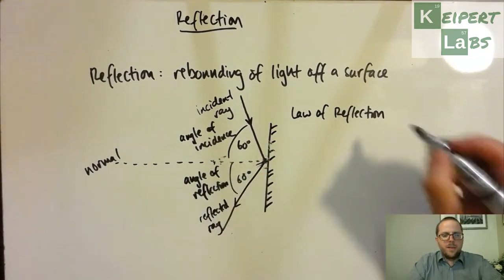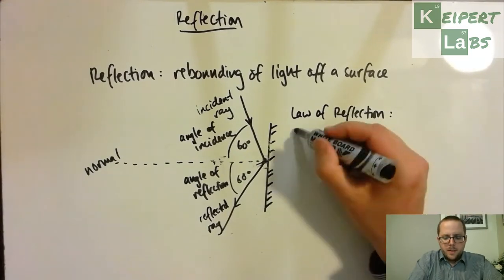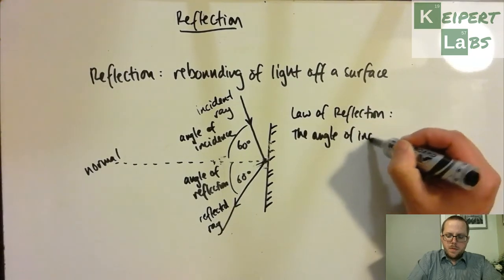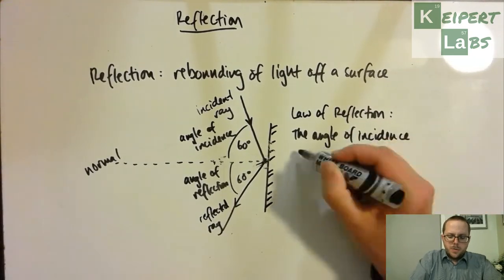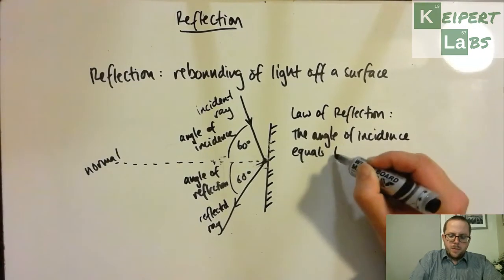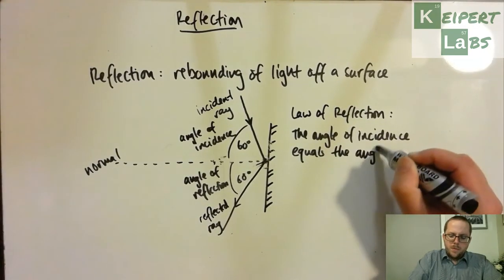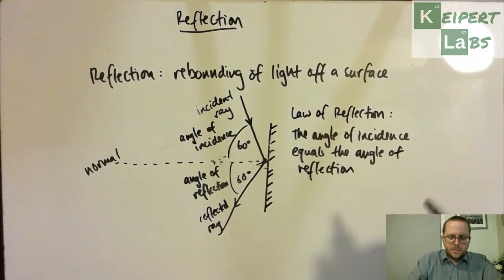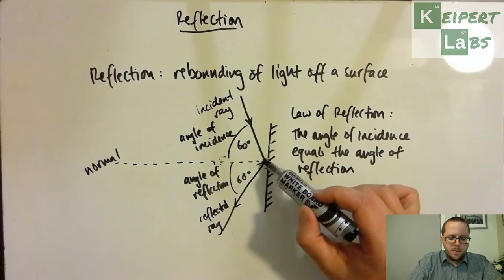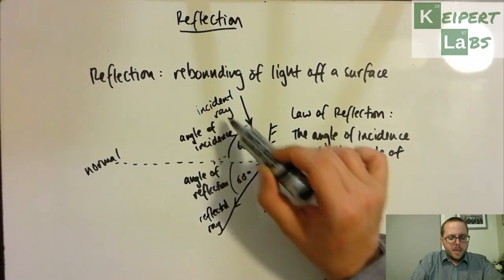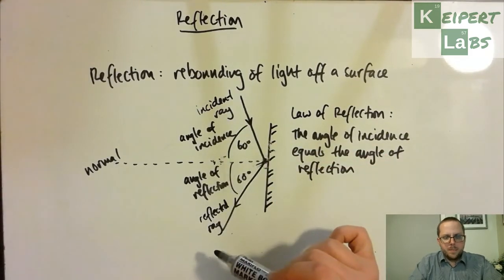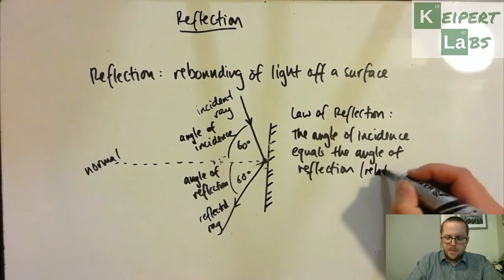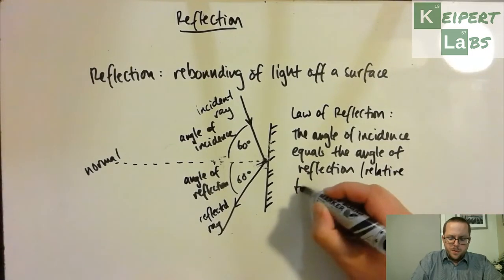Okay, so the law of reflection states that the angle of incidence equals the angle of reflection. So no matter which angle I set up, as long as it's hitting at this same precise point, whatever this angle would be, the angle of reflection would be the same. So this is, I'll put it in brackets, relative to the normal.